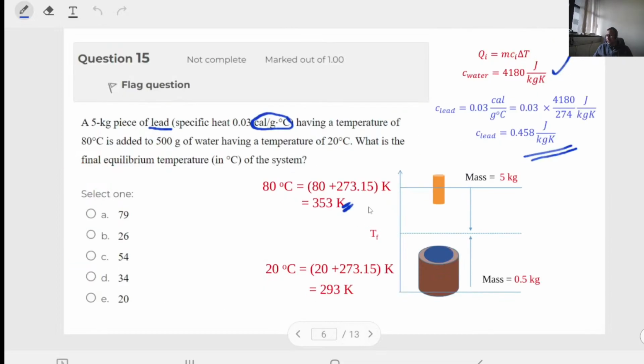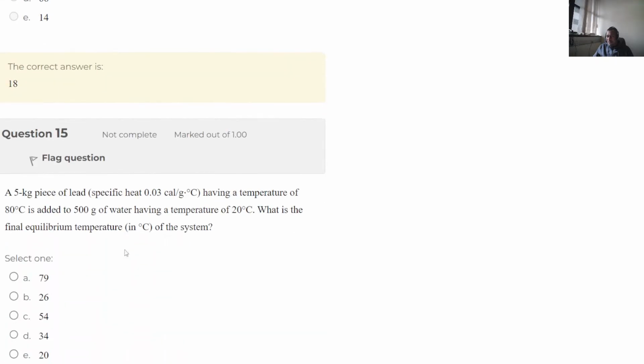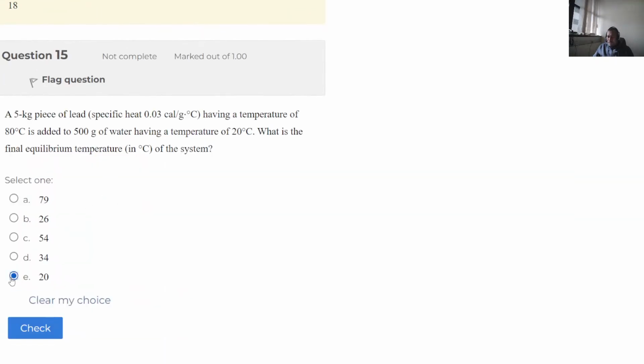If I go back, this one is at 80, this one is at 20. The mass of the lead is too small, and the specific heat capacity of the water is that much bigger compared to that of the lead. Therefore, the final temperature is actually, the lead almost didn't have any effect. What it means is getting 20.